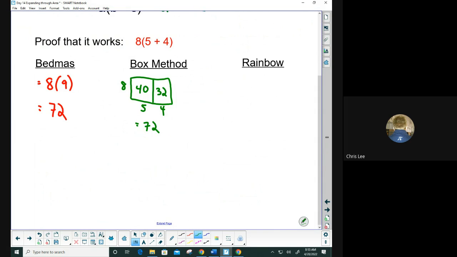Now let's try the rainbow method. 8 times 5 plus 4. The distributive law. Even though it's kind of silly to use the distributive law right now, I would totally do BEDMAS and be done really quickly. Let's see if it works though. The distributive law says multiply the 8 times the 5. 8 times 5 is 40. And then the 8 times the 4, well, we already did this, didn't we? It's 32. Add them up, and we get 72.